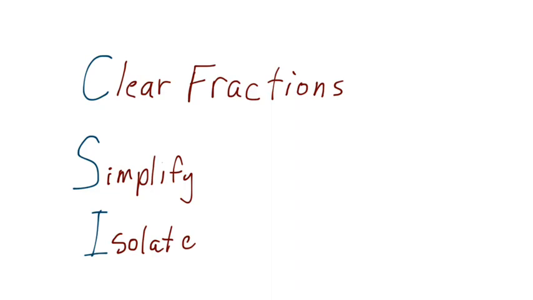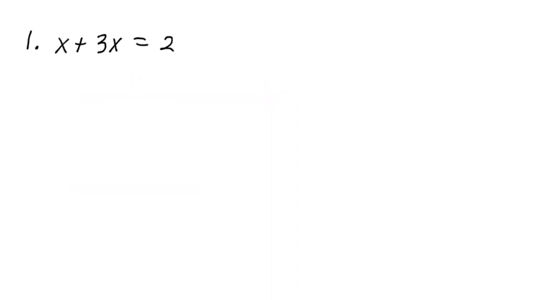So let's go ahead and do some problems and see how we use CSI. The value of CSI is if you do these three things, then you'll be left with either a one or two-step equation, which by now I hope that you find are easy to do. If not, you want to go back and practice your one and two-step equations. Alright, so let's get started.